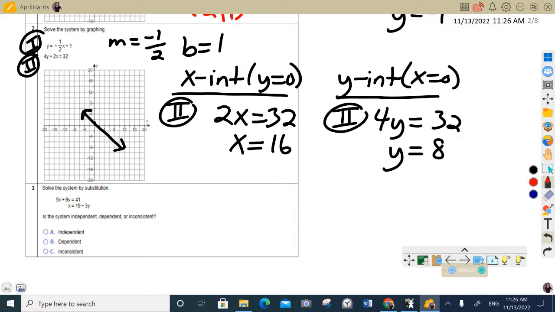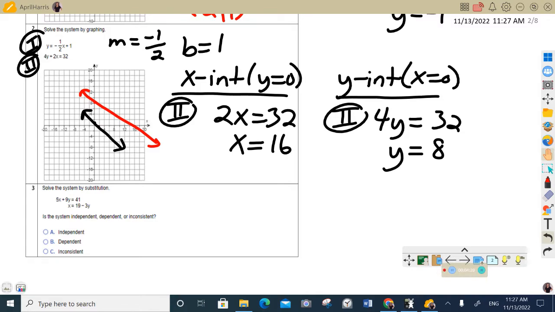So my x-intercept was 16, which would be here. My y-intercept is 8, which would be here. And what you're noticing, maybe, is that it sort of looks like the two lines are going to cross, but because I did this by hand, I'm not sure.